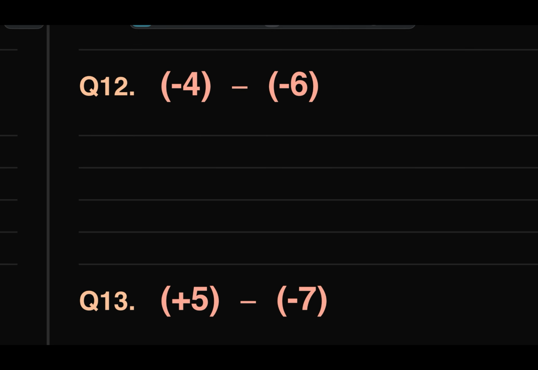Question number 12. What are the rules? Keep, change, change. When do you do this? When there is a minus sign in between the two integers. So keep this as it is. So it's minus 4, keep it as it is. Change, change: negative 6 to positive 6.